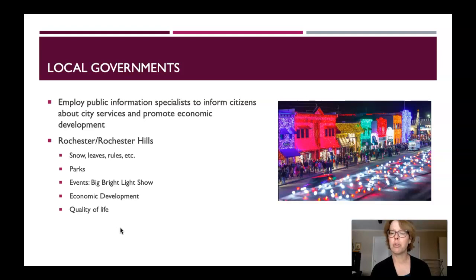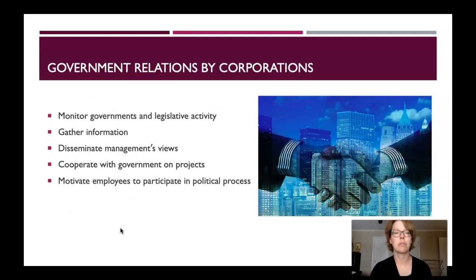Local governments also use PR techniques. They will inform their citizens about city services, whether it's trash day and recycling, whether here in Rochester it's the Big Bright Light Show. There's all kinds of things that they are communicating, what roads are going to be under construction, all those things that are important to us locally for where we live.